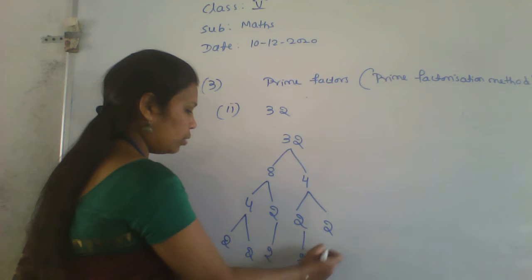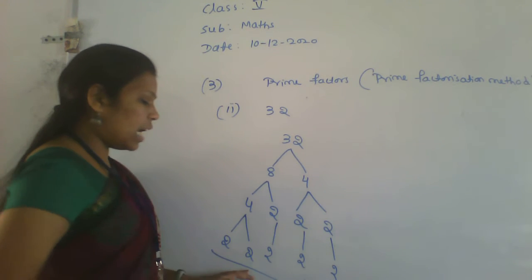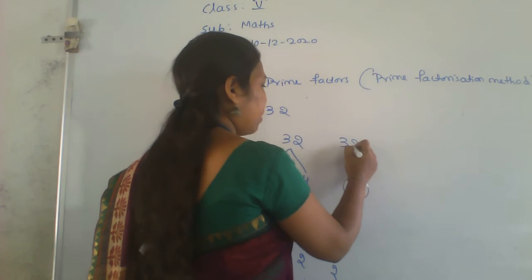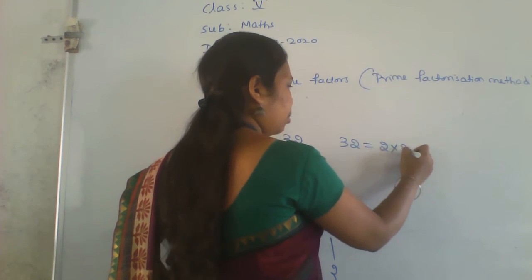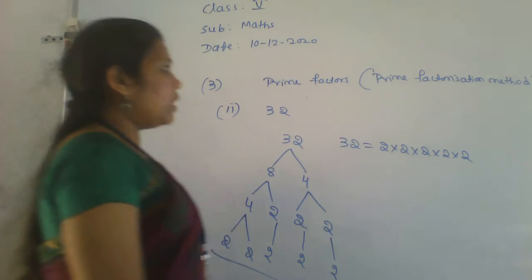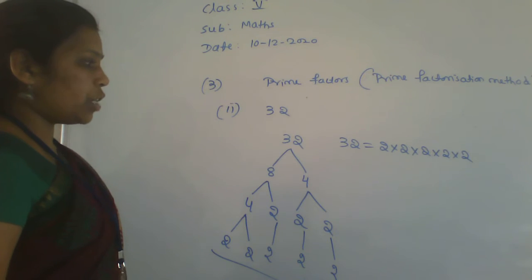And here also only 2, and it is also only 2. So here we are getting 5 times a 2. So right here 32 can be written as 2 into 2 into 2 into 2 into 2, 5 times. These are the prime factors of 32. This is the prime factorization method.